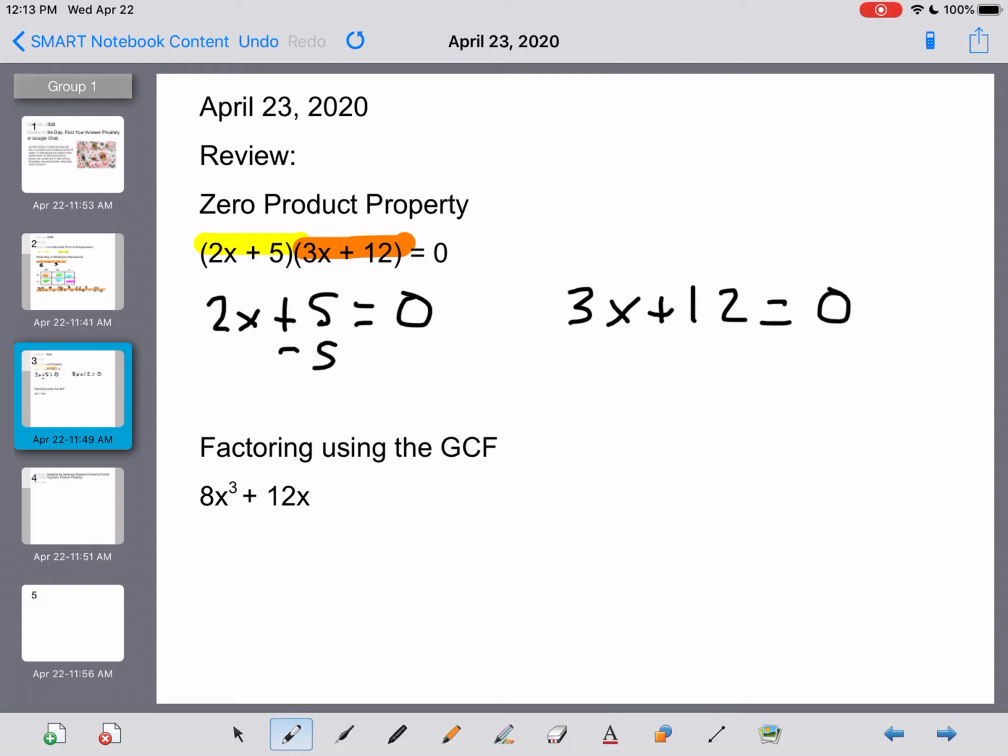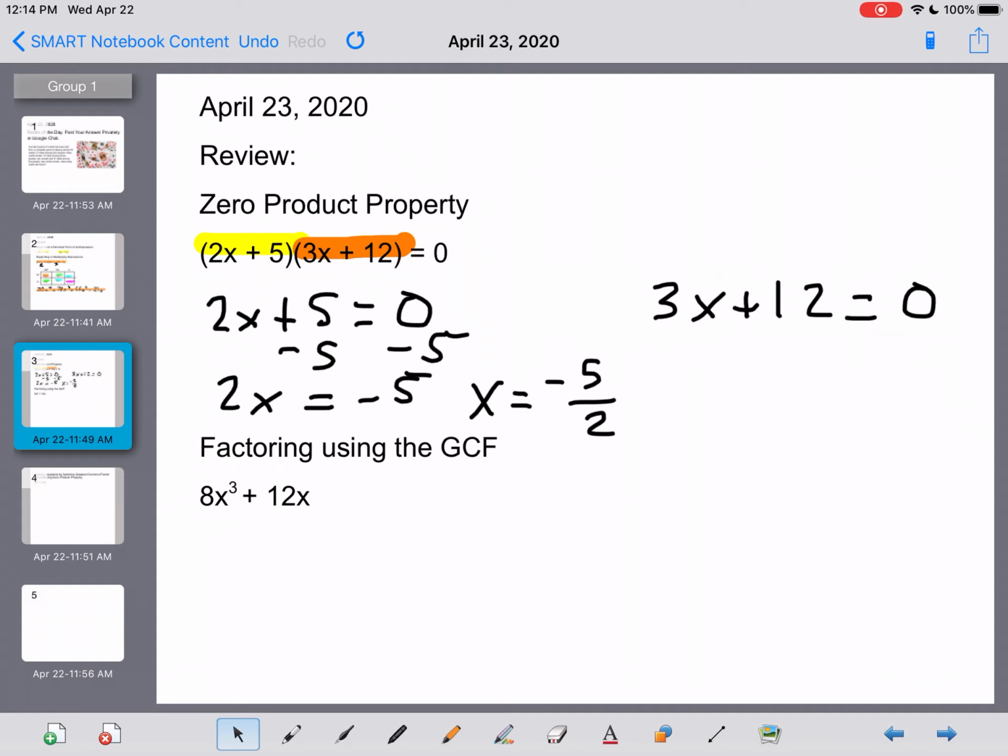Subtract 5 on both sides. I'm going to get 2x equals negative 5. And then divide both sides by 2. I'm going to have x equals negative 5 halves. I could just leave it like that, negative 5 halves. I could rewrite it as negative 2.5, but I could leave it as an improper fraction. Same thing on this equation here. I'm going to move this over.